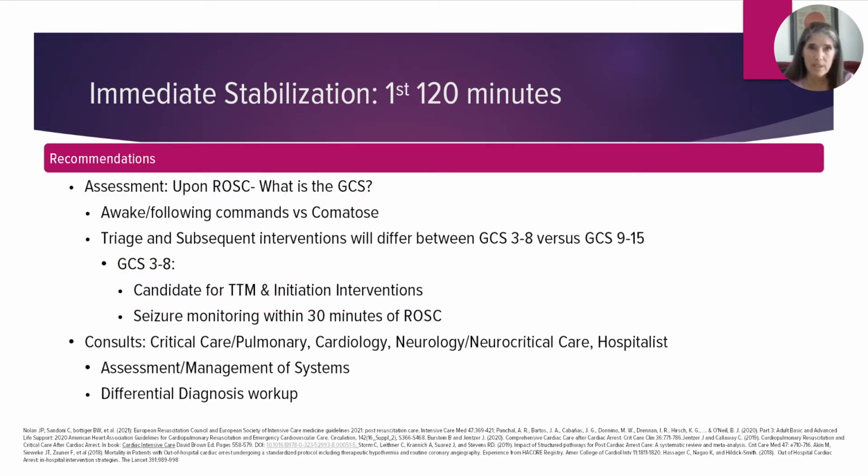The neurologic assessment. So with return of spontaneous circulation, if their GCS was greater than 8, so it's 9 to 15, you've got someone that's got less of a neurologic hit. So they're awake, they're following commands. You're not going to do targeted temperature management in that population.